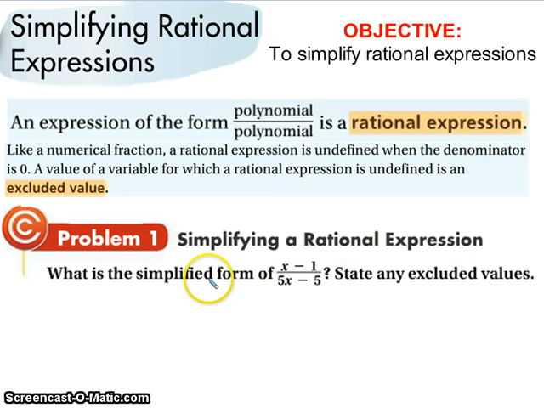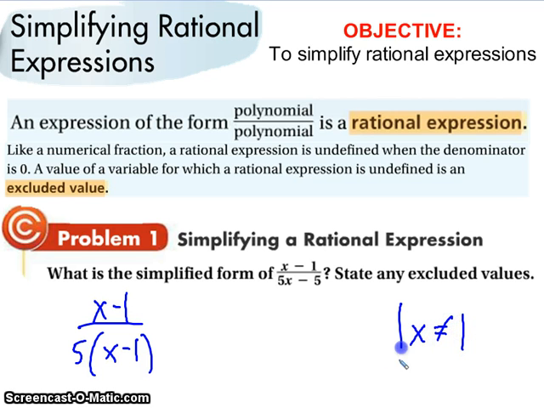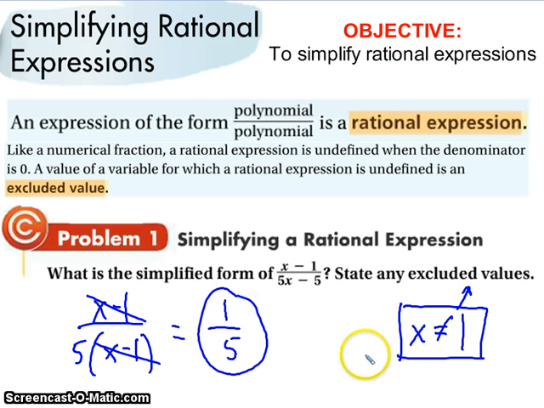So what we're going to do is work this out. We're going to first simplify it. On the top it's already simplified, but on the bottom it is not. Now this is the point in time when we think of our excluded values. What would make the inside equal to 0? If x were equal to 1, so x cannot equal 1. This is the excluded value. But now we notice that the x minus 1's cancel, leaving us with 1 over 5. Ta-da!